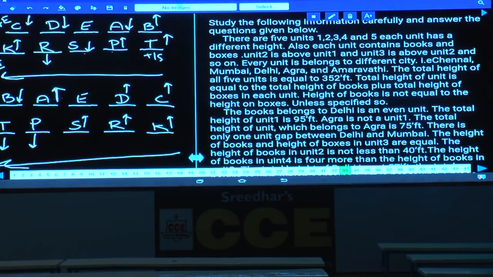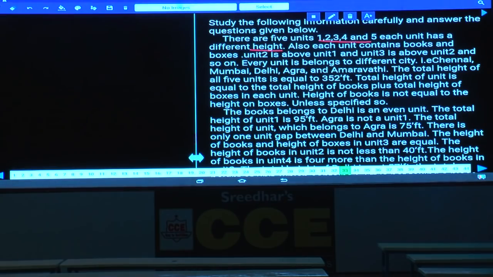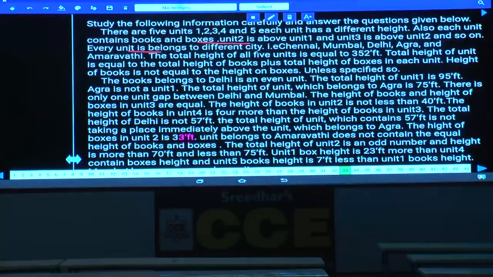Now there are 5 units, 1, 2, 3, 4, 5. Each unit has a different height, and the heights are clearly given. Also, each unit contains books and boxes. In each of these units, books, boxes, books, boxes, and so on.